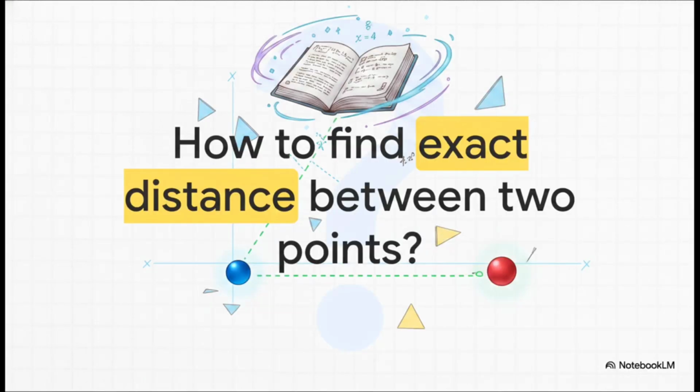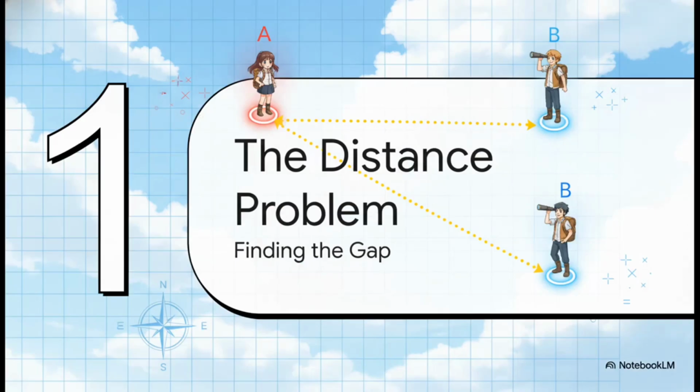So here is the core mystery we really need to solve today. How do we find the exact distance between two completely abstract points on a graph? I mean, think about it. You've got a Cartesian plane, you've got dots just kind of floating in space. How do you actually measure the gap between them when you don't have a physical ruler? We need a universal rule here. We need a formula. But instead of me just handing that formula over to you, we are going to build it from scratch.